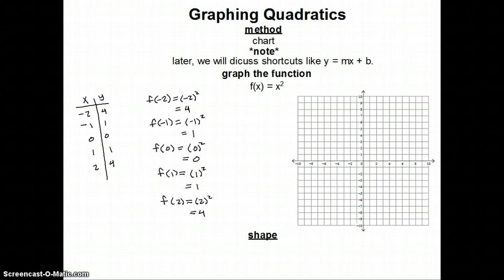So now we have 5 points to plot on our graph. So we can go ahead and do that. We'll start -2, 4. Next we'll do -1, 1. 0, 0, 1, 1, and 2, 4. Okay, we can connect our points. Remember that this is not a line. We are going to connect the points with a curve, so make sure that they're not connected with straight lines. The graph will resemble a U shape, which is called a parabola.